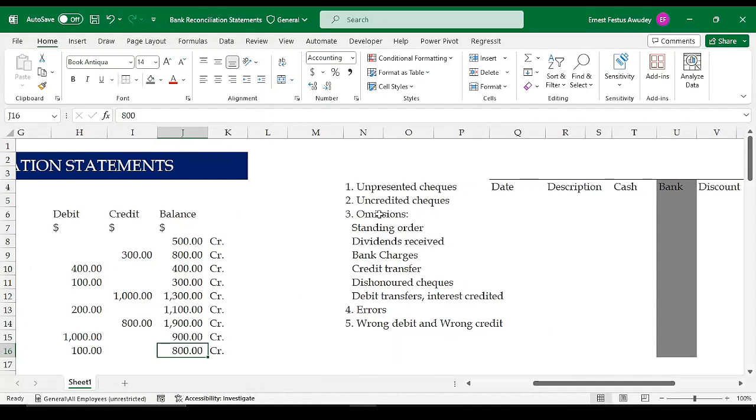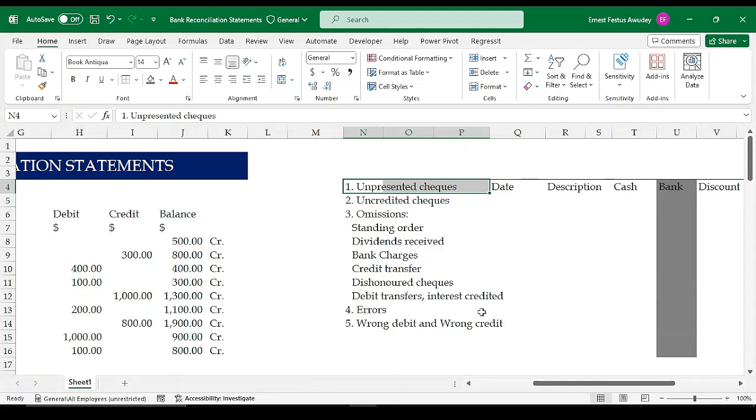The first one I've listed here is what we call unpresented checks. One of the reasons why there is a difference between the bank statement balance and the bank column of the cash book balance is unpresented checks. Now, what are unpresented checks? These are checks issued to creditors or suppliers by the customer of the bank, in this case the business, but have not been presented to the bank for payment.